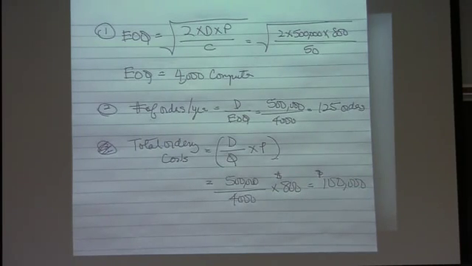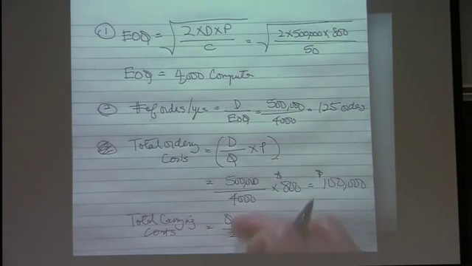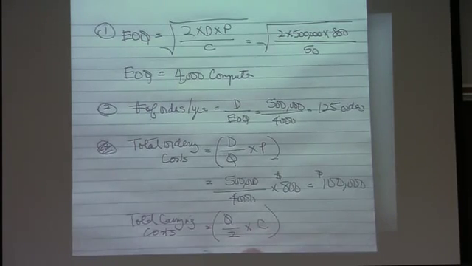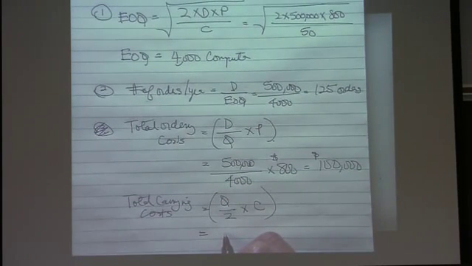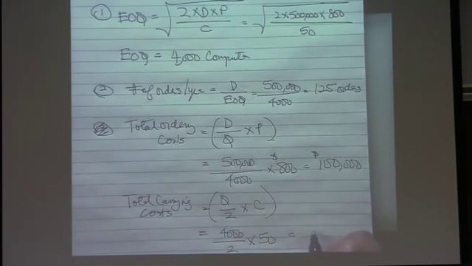Now, the total carrying cost. The formula is quantity divided by 2. You want to take an average of the number of units that you're holding on hand. So it's going to be 0 at the minimum, and the maximum will be 4,000. So on average, it'll be 2,000 computers times the carrying cost. That's the formula. So we've got the EOQ, which is 4,000 divided by 2, times the carrying cost, which is $50, to give us $100,000.